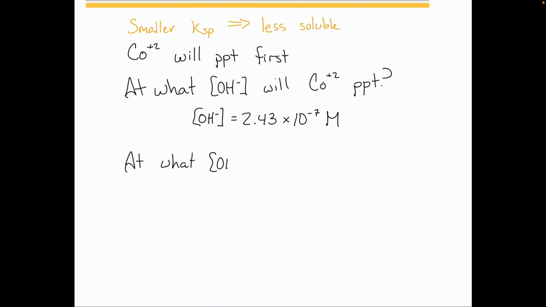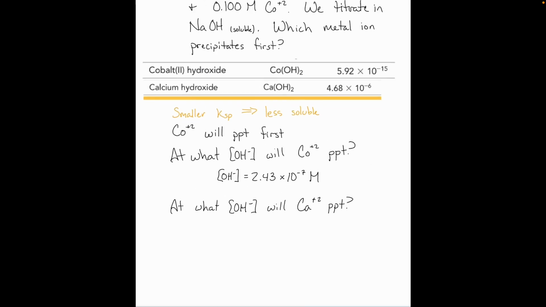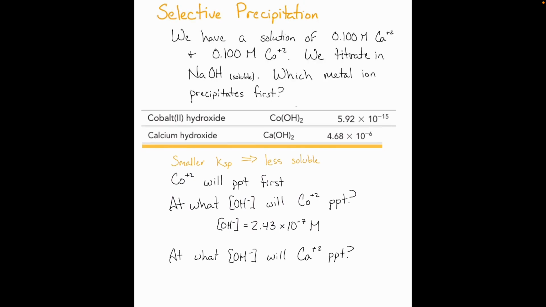At what concentration of hydroxide will the calcium precipitate? I want you guys to try to solve this one for me, given what we just did, but real quick. Should it be a bigger number or a littler number than what we got for cobalt? Bigger, right? It's got to precipitate later in this titration, so I'll have added more hydroxide.